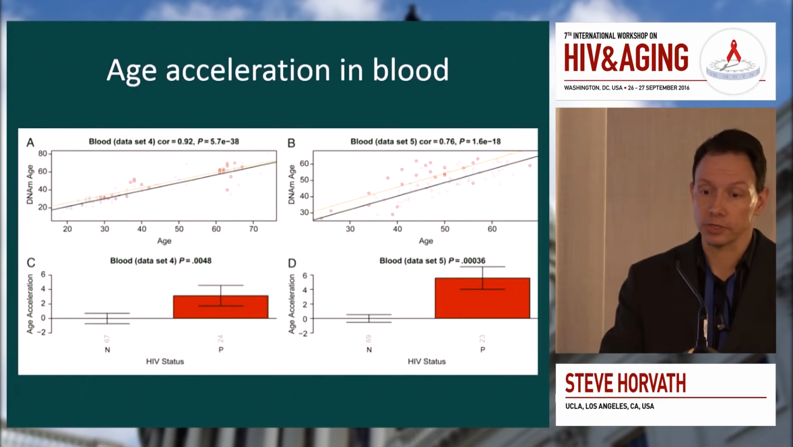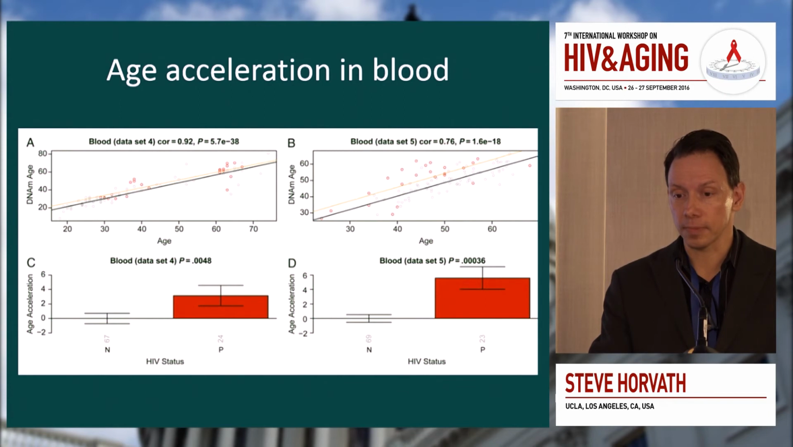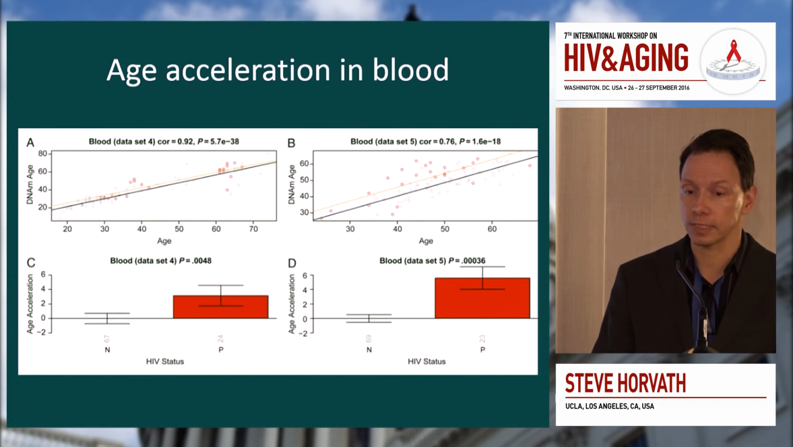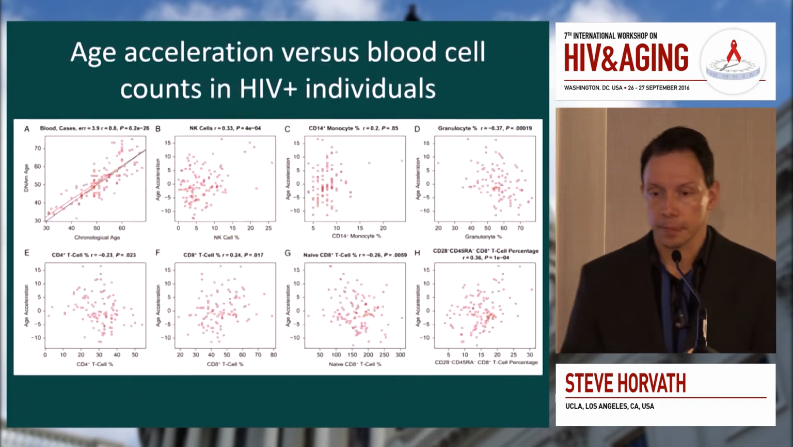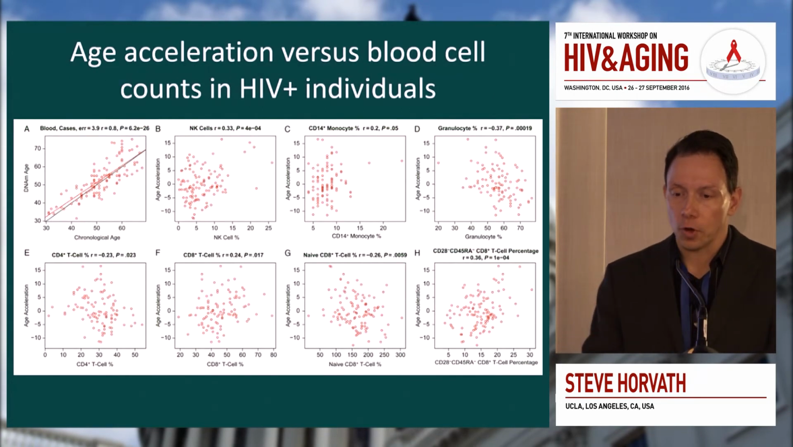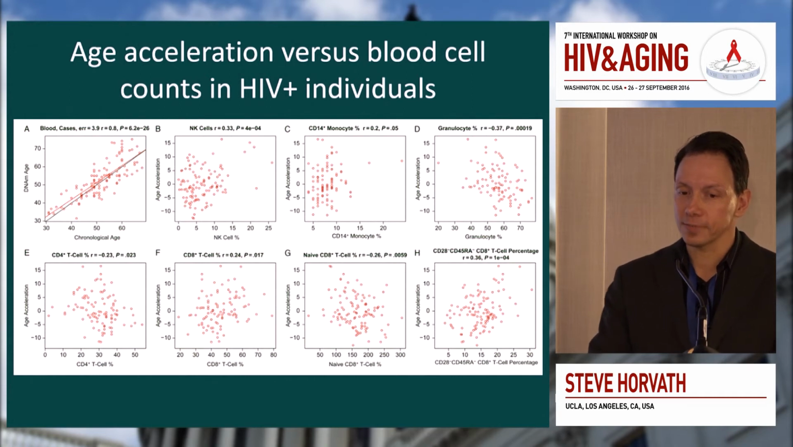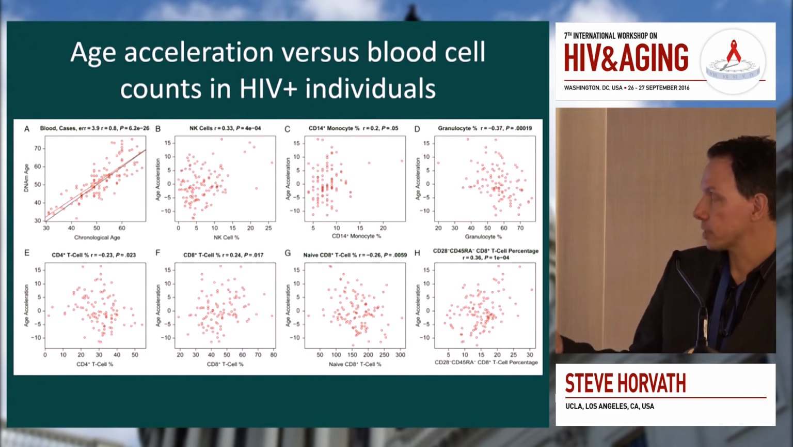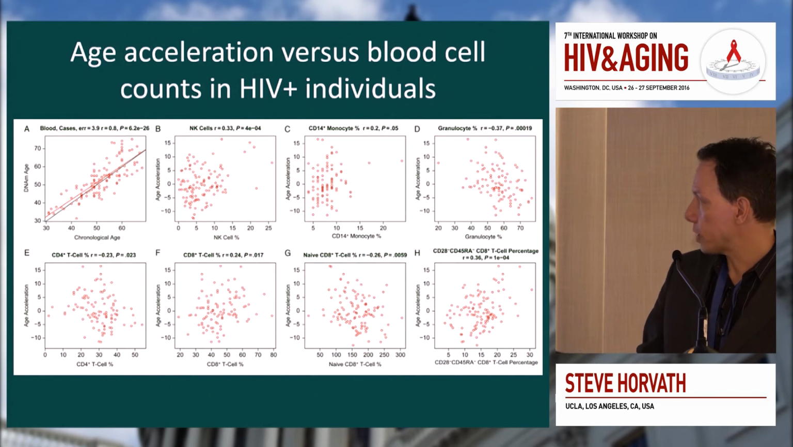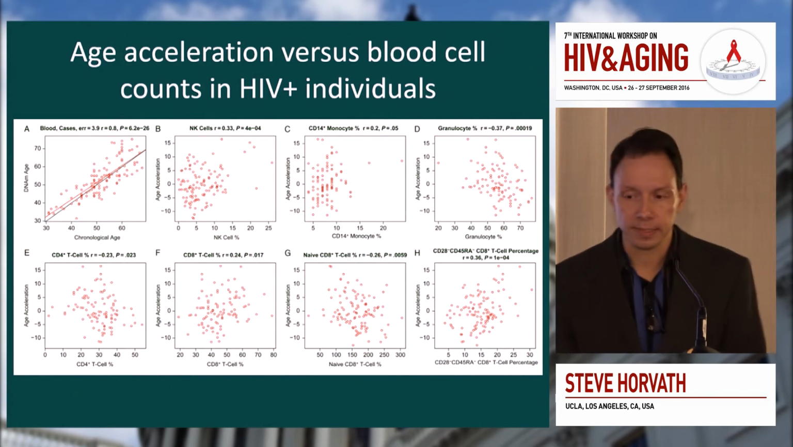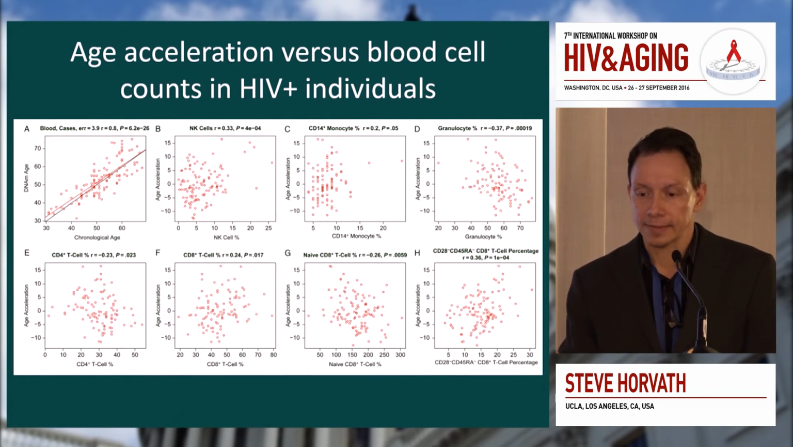Moving on to blood tissue. There's no doubt blood tissue exhibits age acceleration in HIV-positive subjects. Here I show you 2 data sets, but there are many other published data by now that show the same effect. Also, a question is whether this epigenetic age acceleration measure correlates with various blood cell types. And the answer is yes.